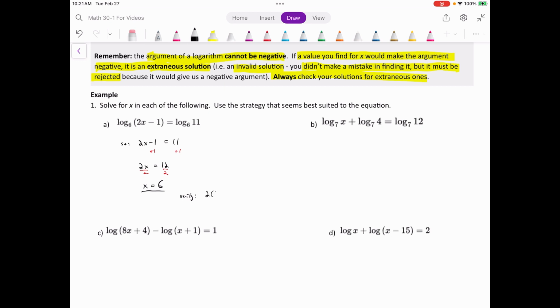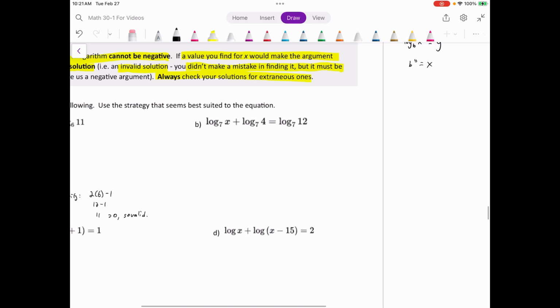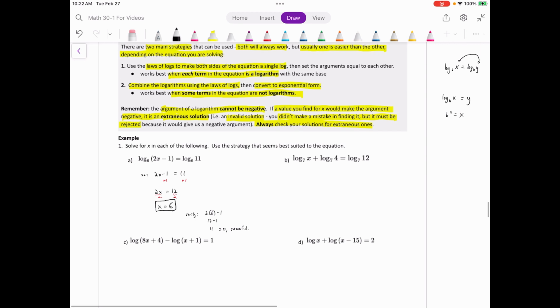So verify that it doesn't make it negative. 2 times 6 minus 1 is 12 minus 1 is 11, which is greater than 0, so it's a valid solution. Right? And you could double check your work by actually trying to calculate it out. But in this case, we can see, yeah, log base 6 of 11 does equal log base 6 of 11. So that seems like a pretty good solution. If it were negative, we would have to reject it. But in this case, that seems like a valid solution. Okay, so technically it was using strategy 1. Make both sides of the equation a single log. We just didn't really have to do anything because both sides of the equation already were a single log.